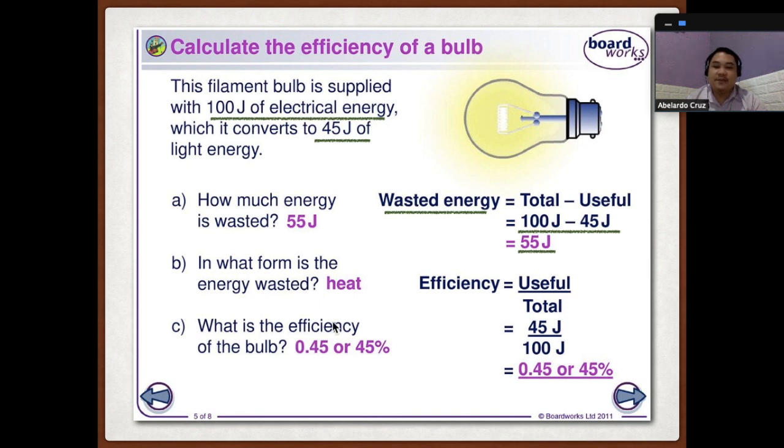So what is the efficiency of the bulb? Now remember, it is useful over total for the efficiency, and that is 45 over 100, and therefore that is 45%. And that ends our discussion on the conversion of energy from power plants to electrical.